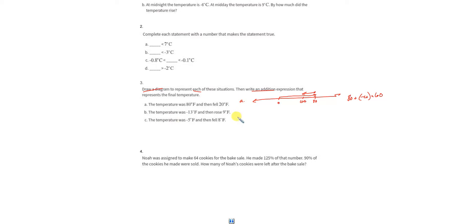So B, we're looking at another temperature for B, but this one is starting below 0 and it's moving up.